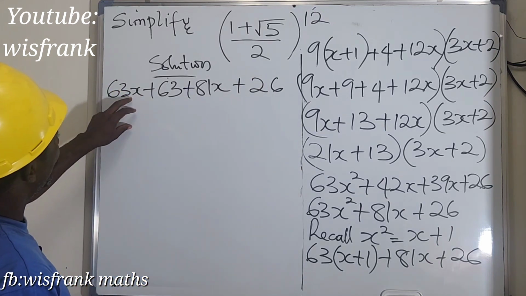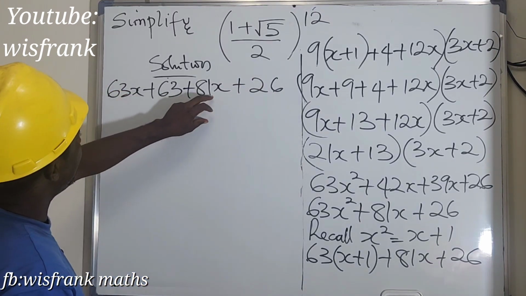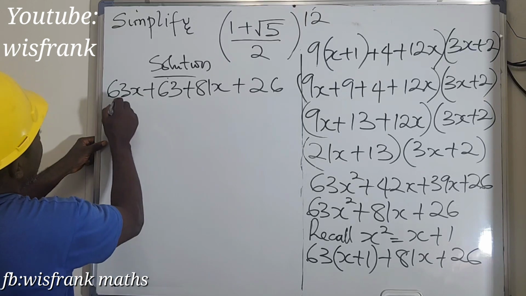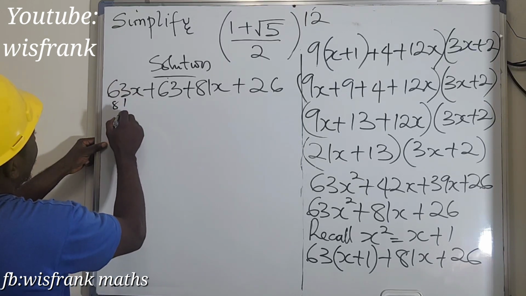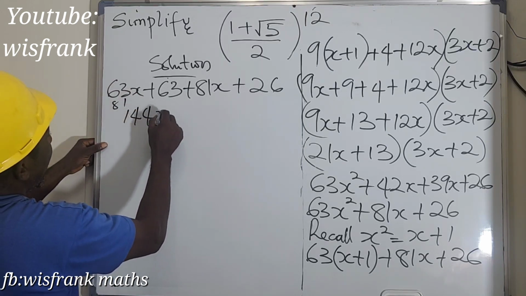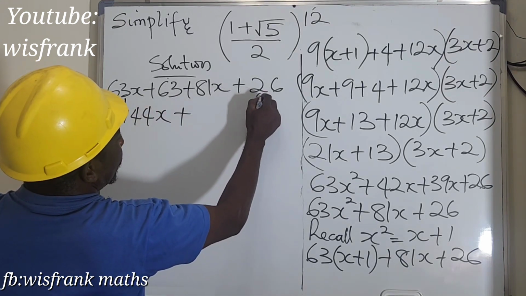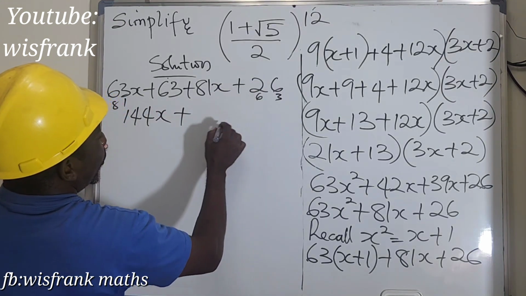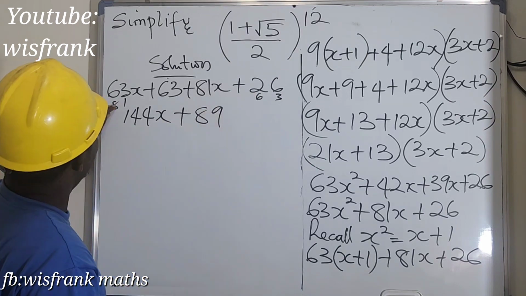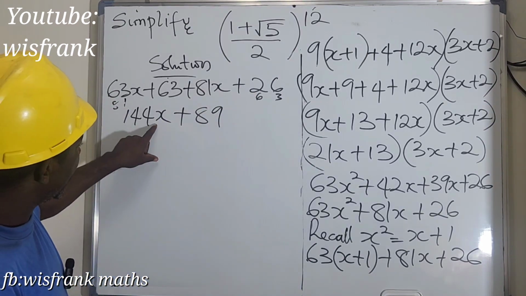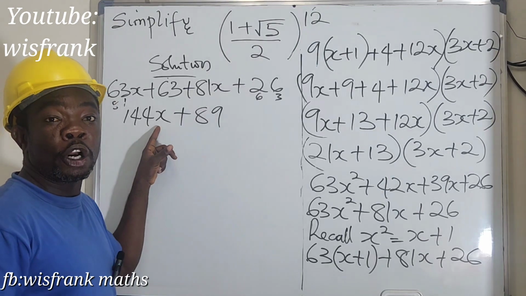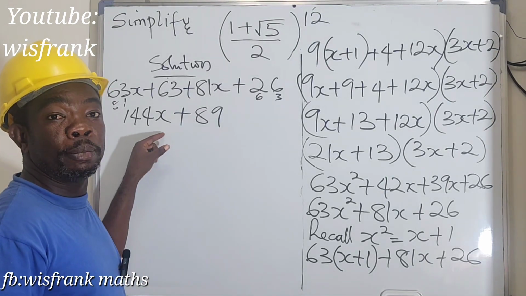So here we are going to add this and this. This and this, 63 and 81, is going to give us 144x. Then plus, when we have 63 plus 26, is going to give us 89. So this is what we have now. And here we have x. Our aim is for us to simplify this.